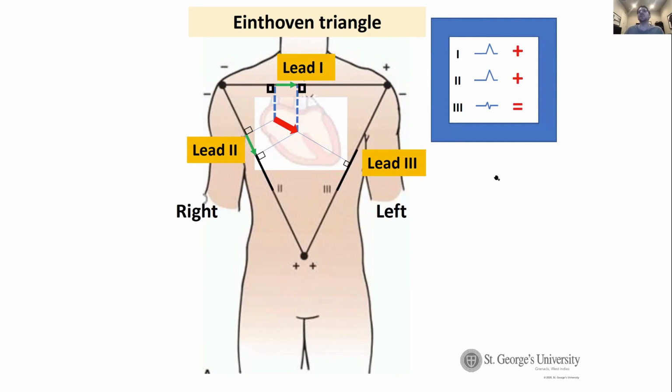The point here I want to make is that you can see in lead 1, you have a positive deflection. In lead 2, you have a positive deflection. And in lead 3, you have an equal deflection positively and negatively, which means that the vector runs perpendicular to the axis, okay? This will come in handy in a second.